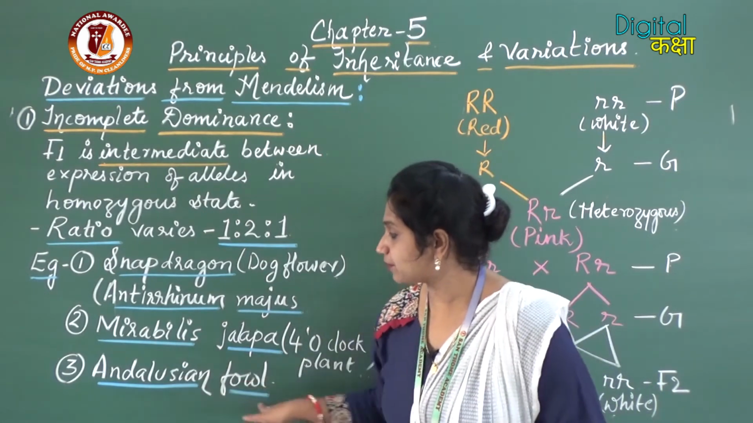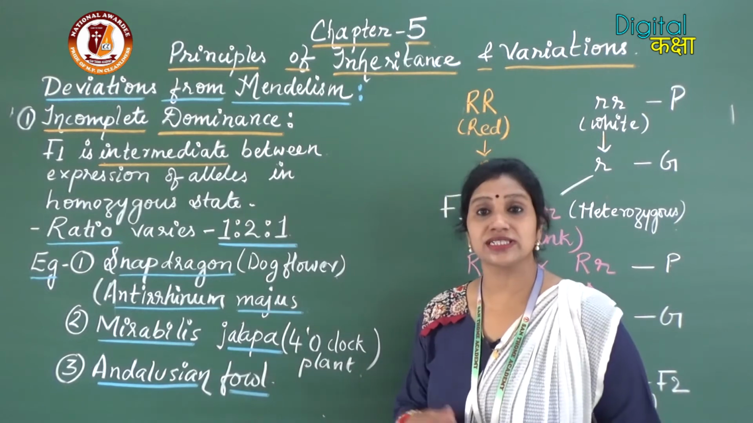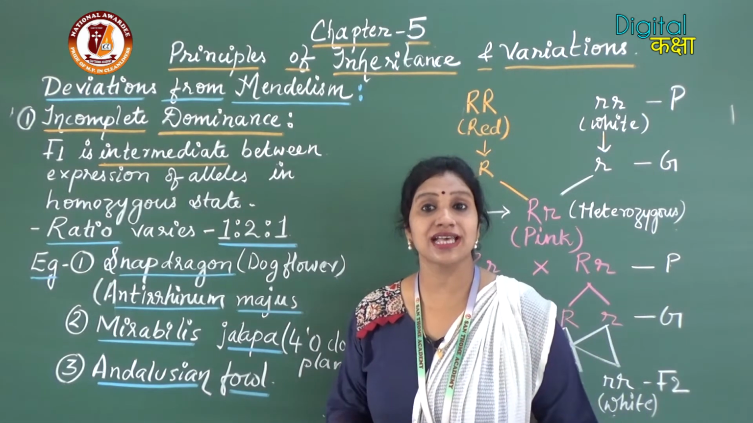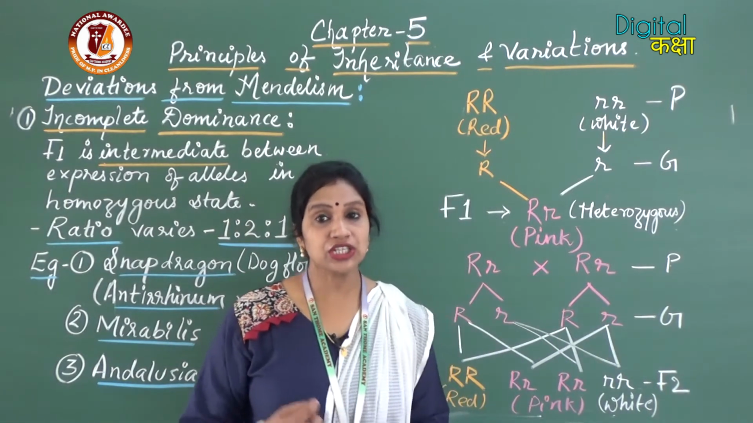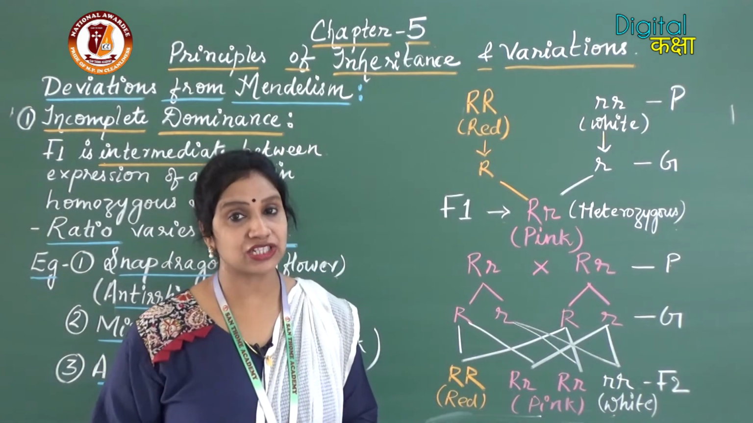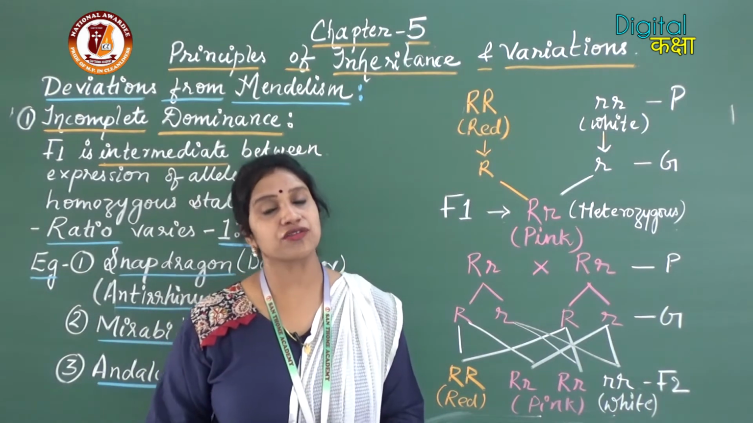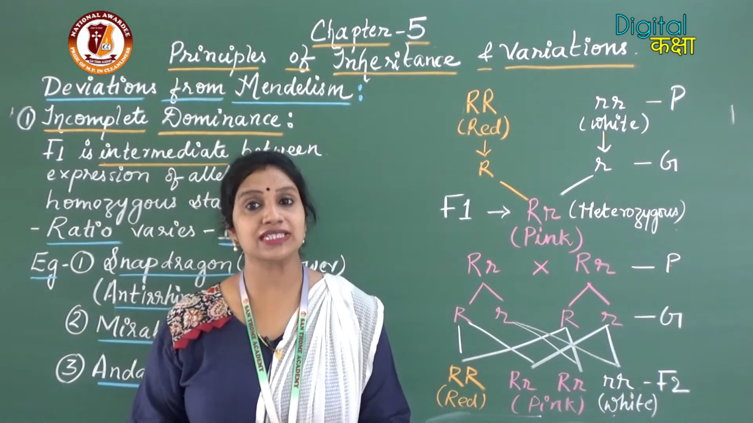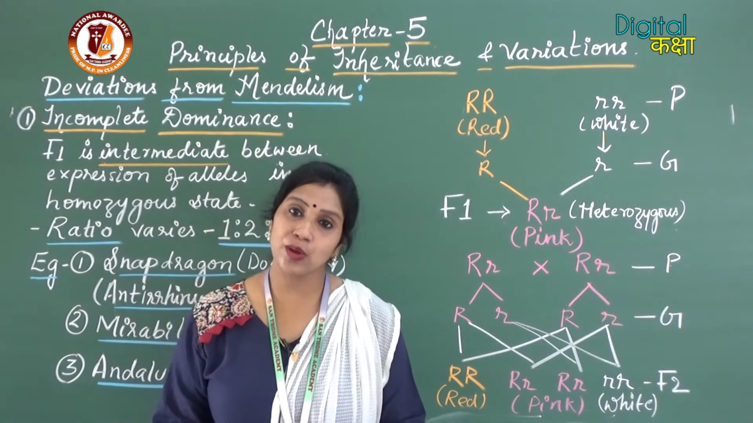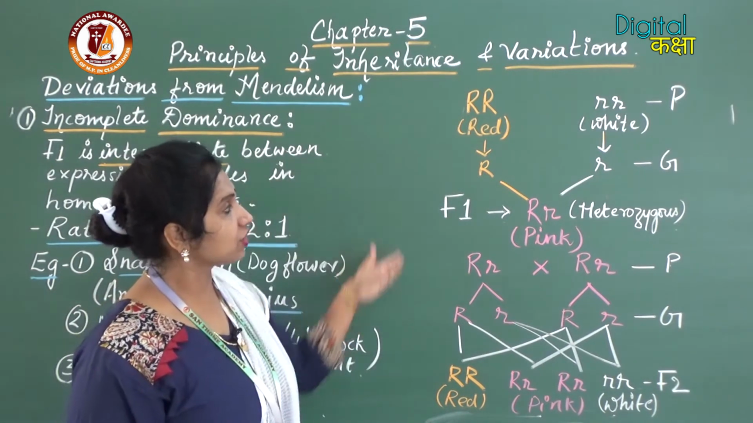The third example, in case of an animal, is the Andalusian fowl, which is a type of bird or a hen. Now let us see the deviation from Mendelism in Mirabilis jalapa or snapdragon. Both bear red flowers as the dominant trait and white flowers as the recessive trait. So let us see the cross.